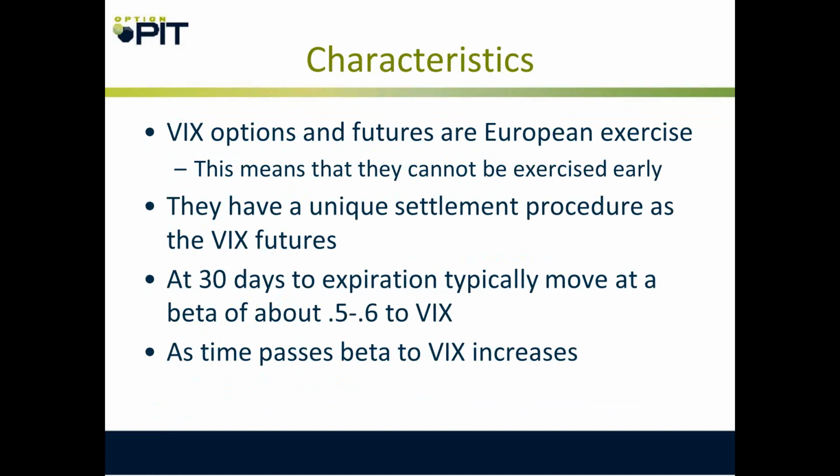They have a unique settlement procedure, all right, that's very opaque. And I always say don't trade VIX settle unless you're trying to trade VIX settle. At 30 days to expiration, they typically move at a beta of about 0.5 or 0.6 to the VIX itself. And as they get closer to expire, they track the VIX. So there is a weekly future expiring tomorrow. It moved almost lockstep with the index.